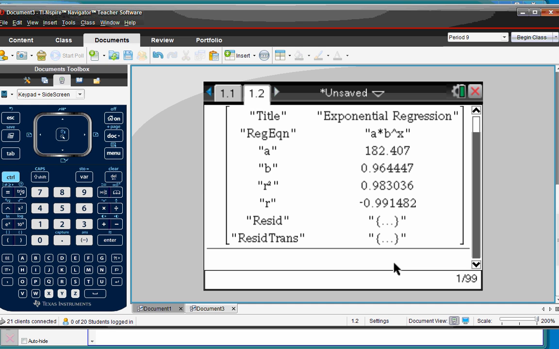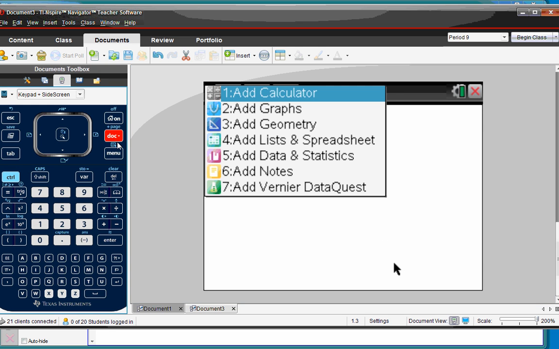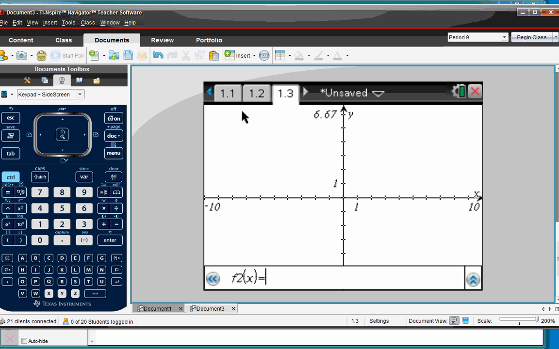Okay, but I want to see it. So I'm going to add a new page, and I'm going to go to my graphs page. See how it automatically goes to F2? Why does it automatically go to F2?